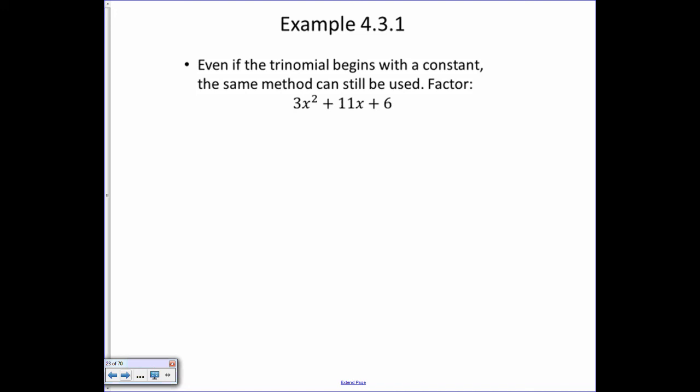Now, if the trinomial begins with a number, so the coefficient of x squared is no longer 1, we can still use the same method. So 3x squared plus 11x plus 6. There's going to be one small difference towards the end.